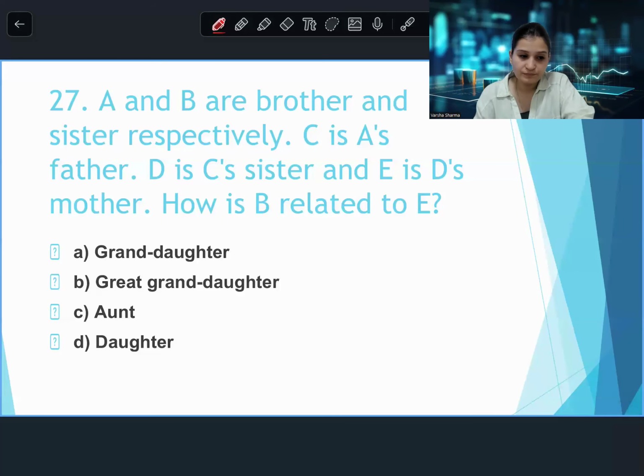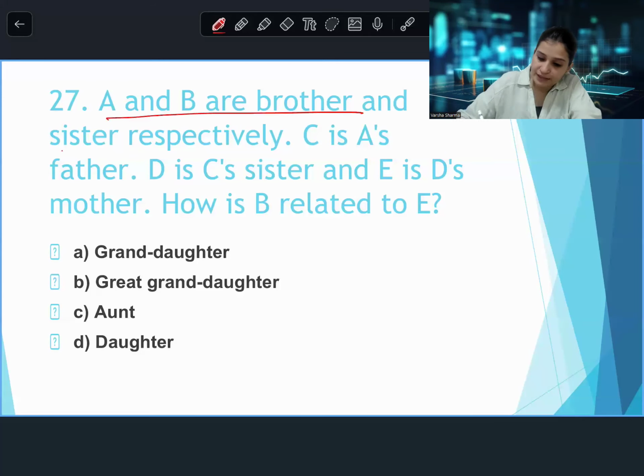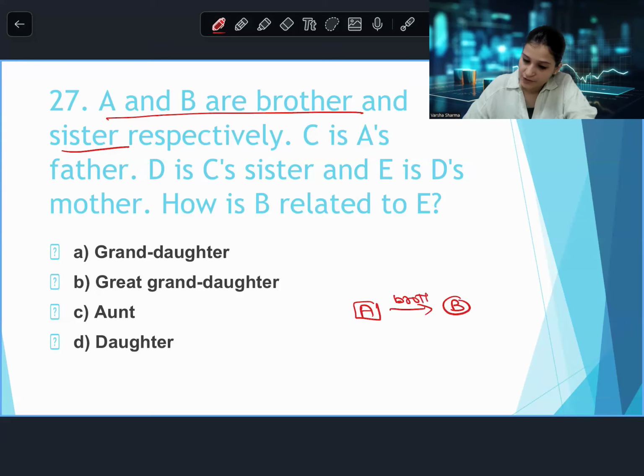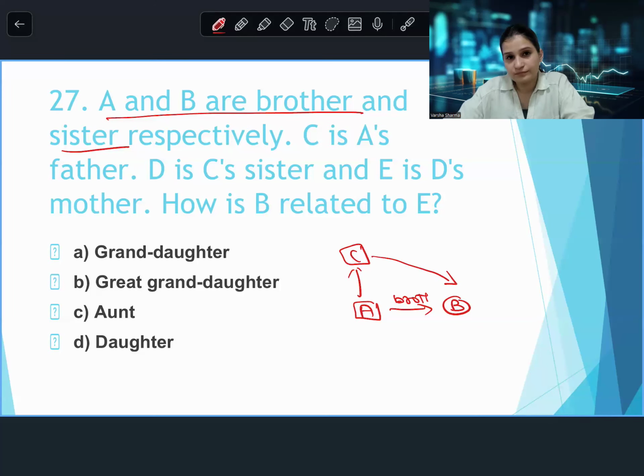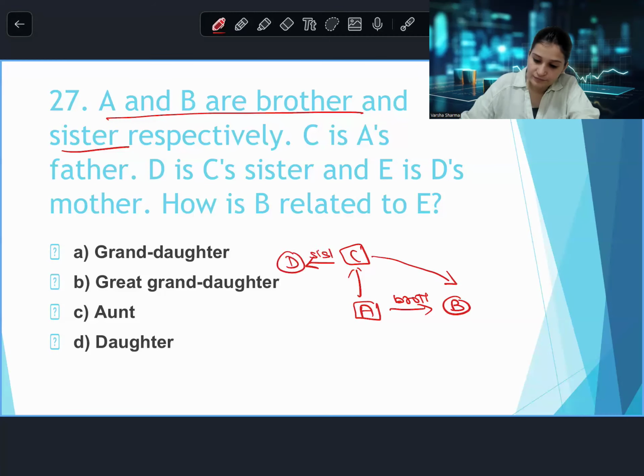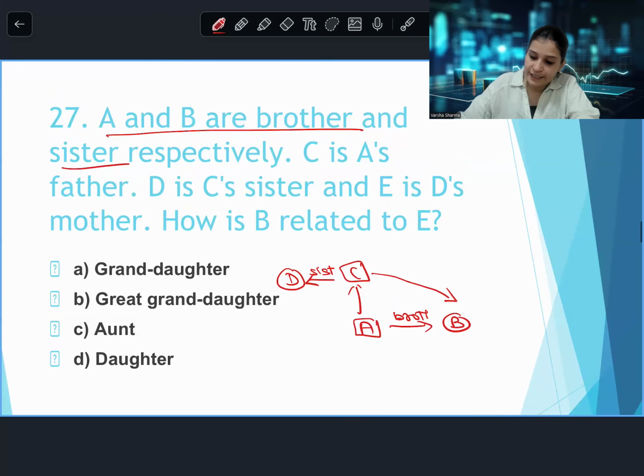27. Granddaughter. E and B are brother and sister. A is the brother. B is the sister. C is A's father. So C will also be the father of B. D is C's sister. And E is D's mother. If E is the mother of D, E will also be the mother of C.